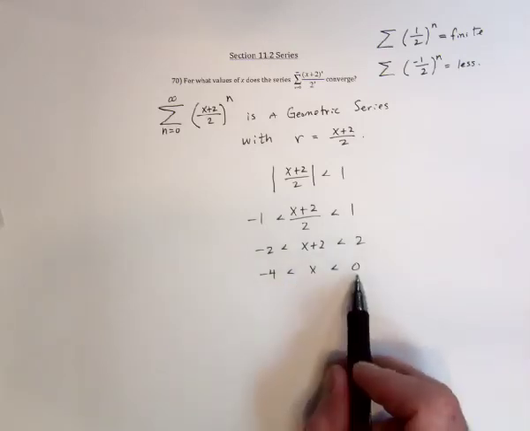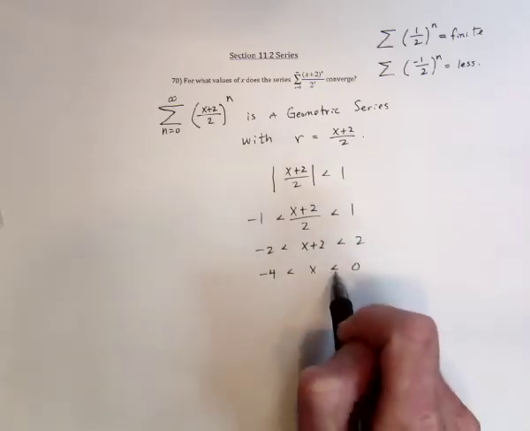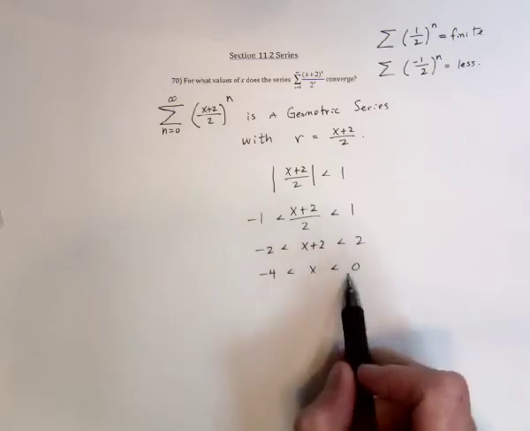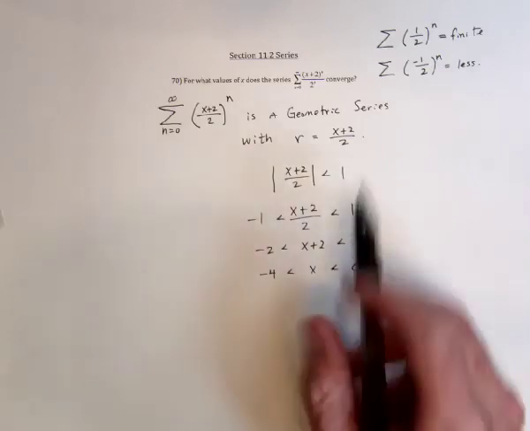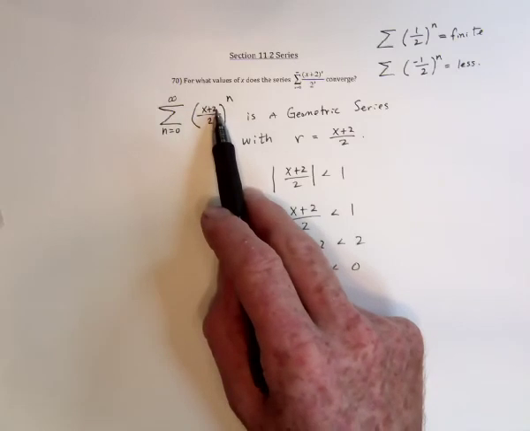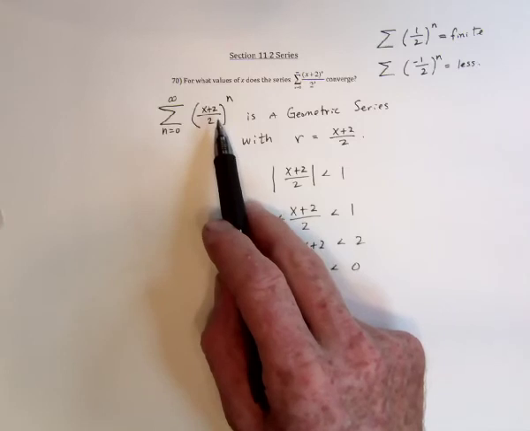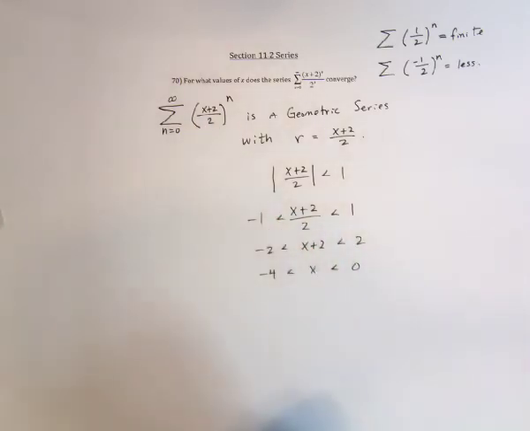Then when you get an interval like this, it's usually a good idea to check the endpoints to see, is this really supposed to be equals or not equals? I mean, are we supposed to have less than or equal or not? So check, if you put 0 in for x, then that's going to be 2 over 2. So that means you add up 1 plus 1 plus 1 plus 1. No, that does not converge.